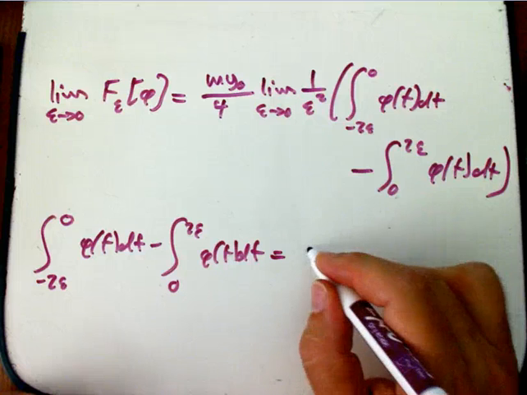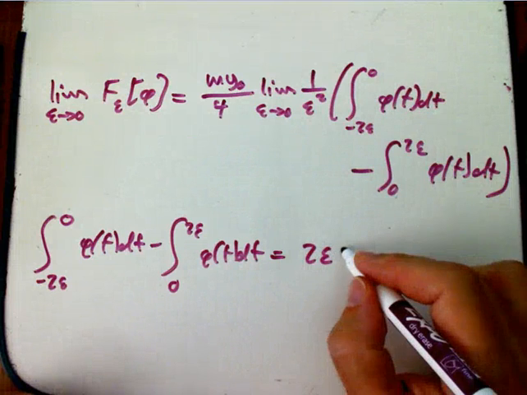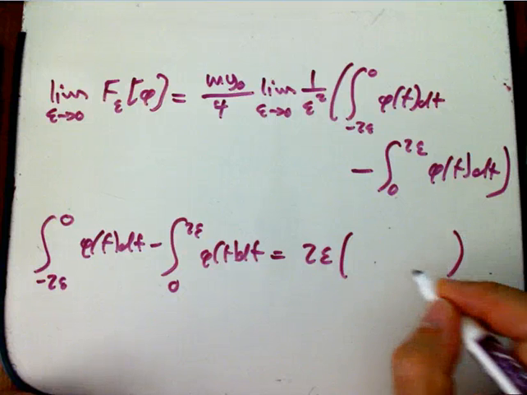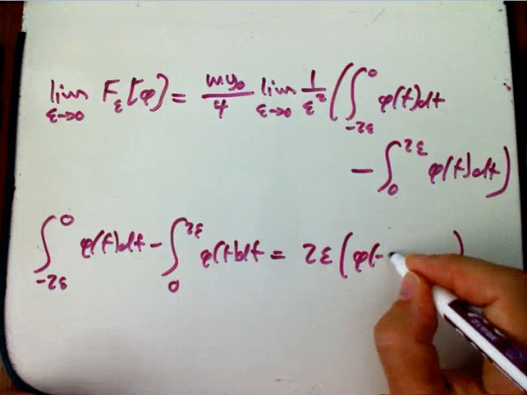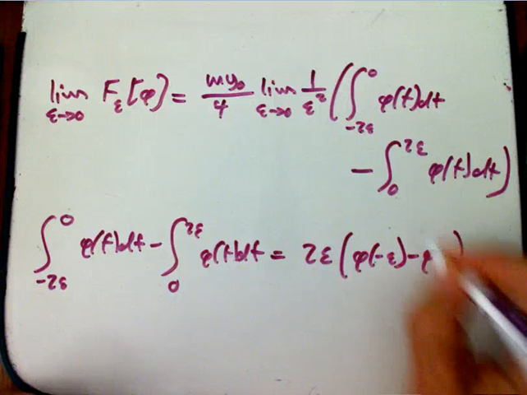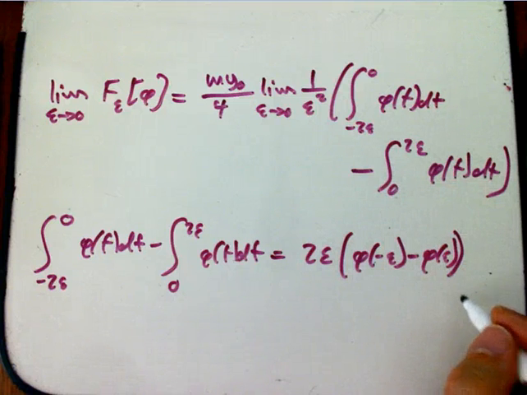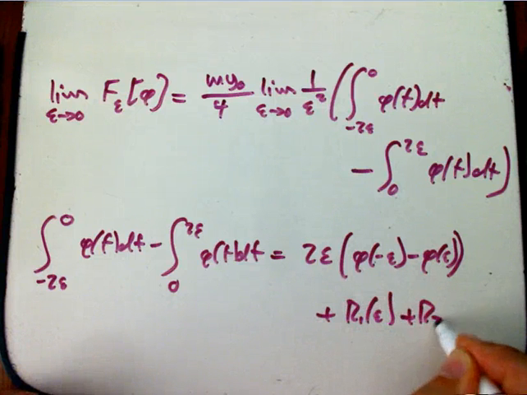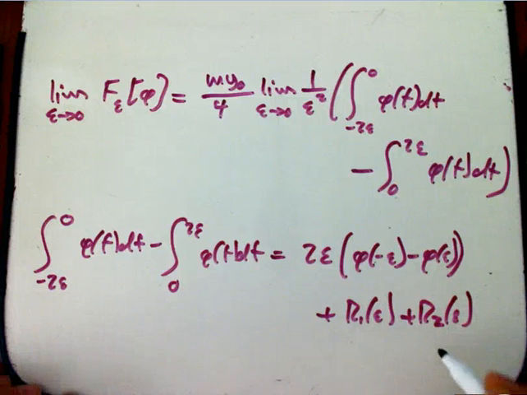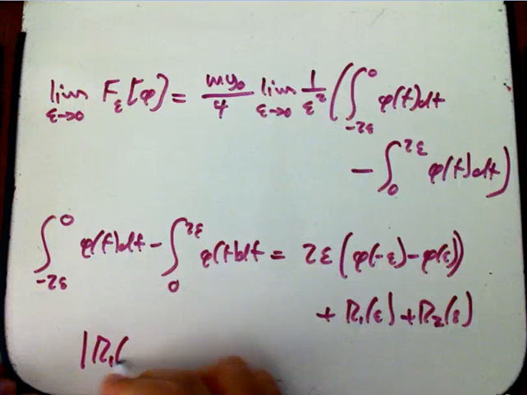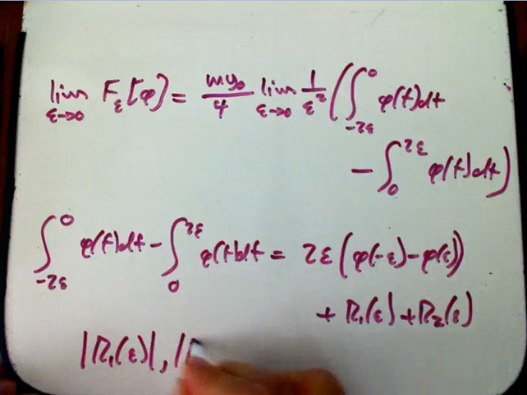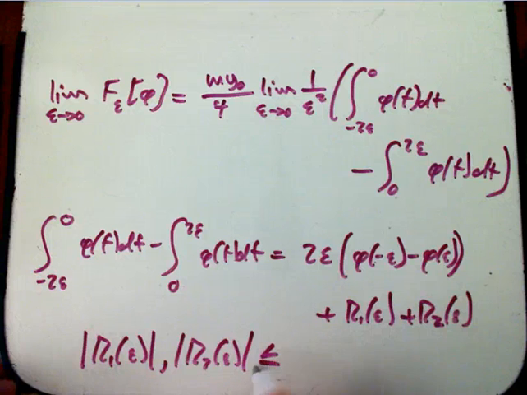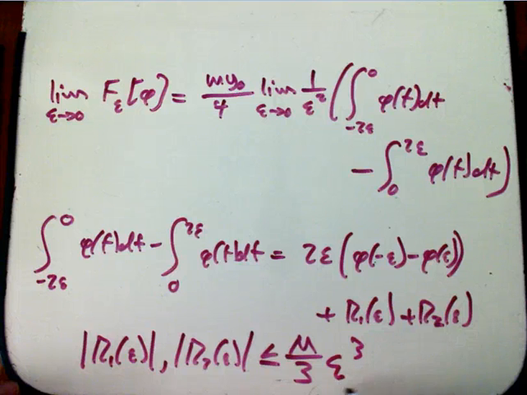So that's going to be 2 epsilon, the length of that interval. It's also the length of that interval, so we'll get a common factor. And we're going to get phi at the midpoint of that guy, and then minus phi at the midpoint of the other guy, which is epsilon. But then plus, and I'm just going to call them R1 of epsilon plus R2 of epsilon. They're just the remainder terms. Okay? And the key is that our error estimate has shown that the size of both of these guys is less than or equal to some constant, happens to be m over 3, times epsilon cubed. And that cubed is crucial because even when we divide by epsilon squared, it's going to be good.